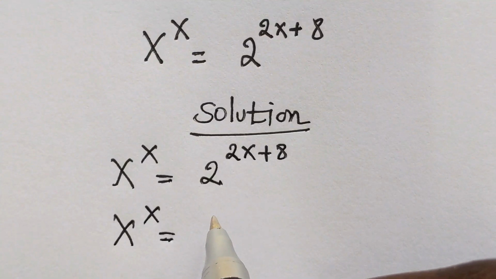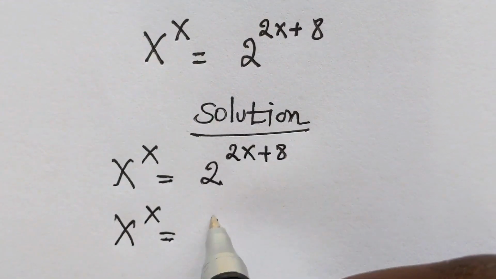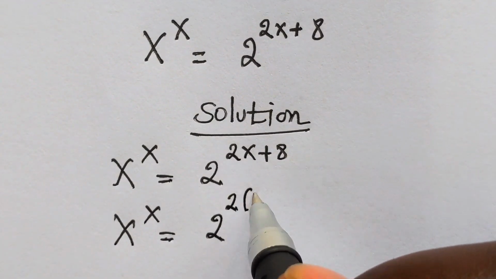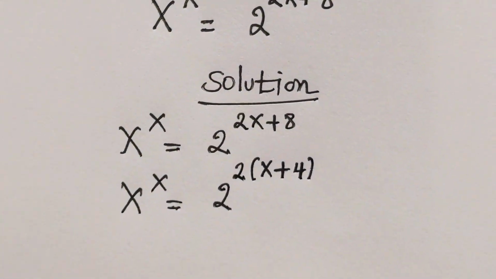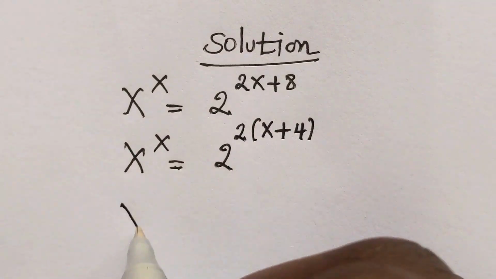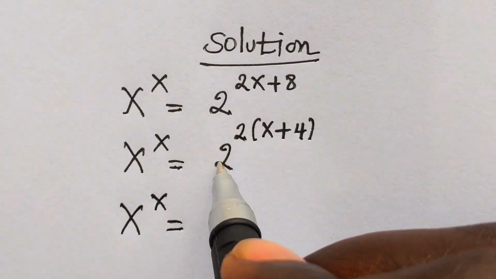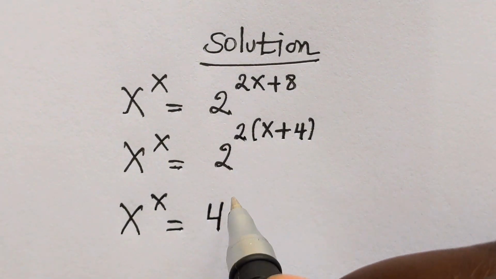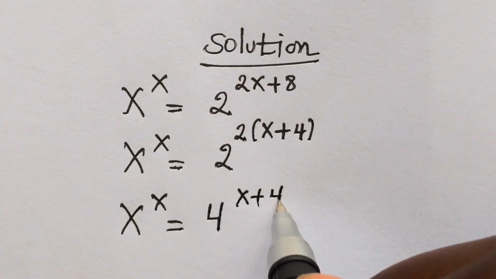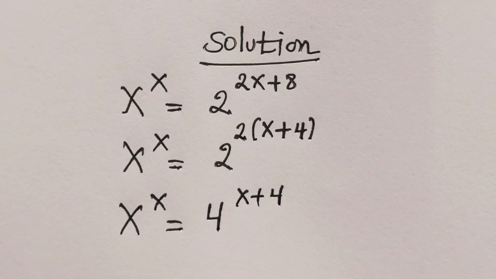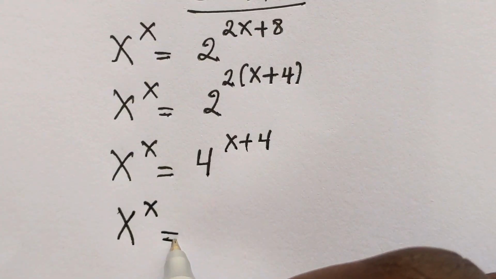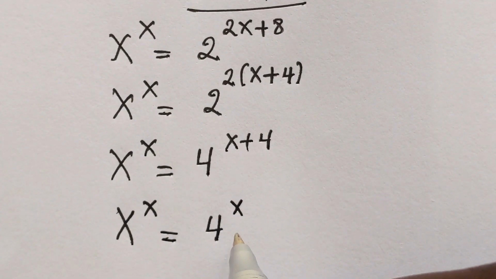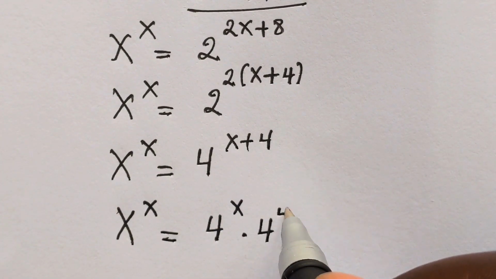to, here we are going to factorize this power that we have right here to get 2 outside, x plus 4, so that here x power x equals 2 power 2 to the power x plus 4, which equals 4 power x plus 4. So that this is what we have right here, to mean that here we have x power x equals to 4 power x times 4 power 4.